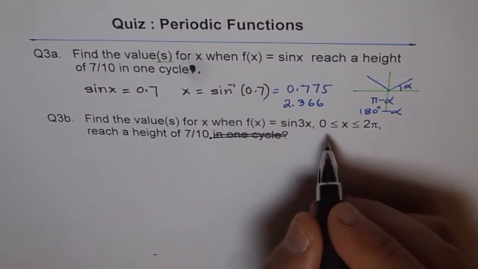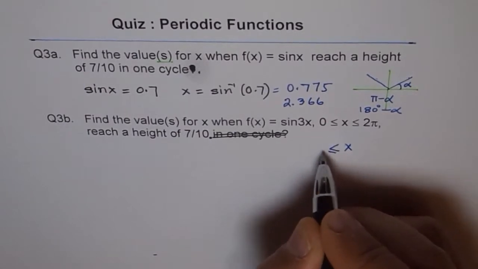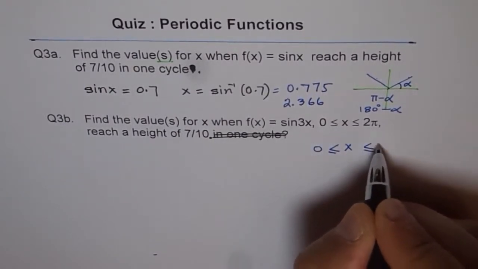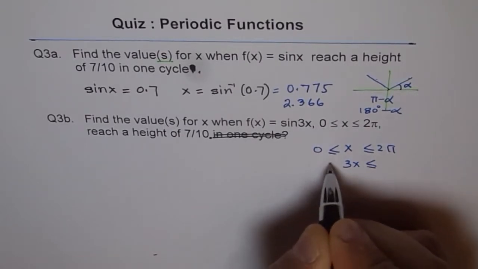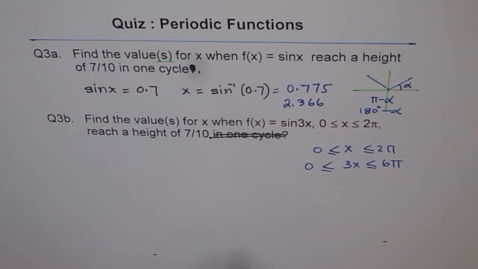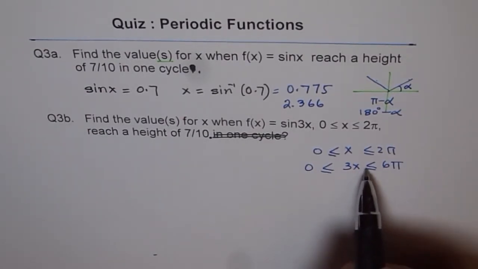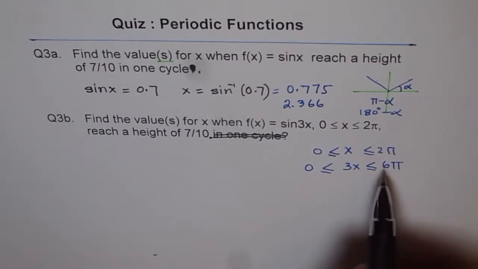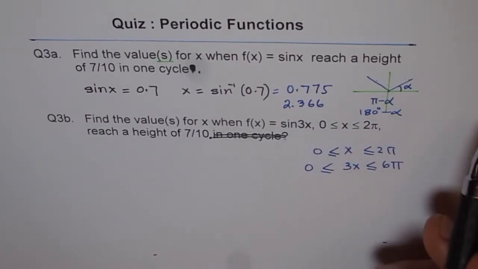Now here you have to look into the domain. If x is between 0 and 2 pi, then 3x should be between what? 0 and 6 pi, right? Do you see that? So therefore we have more solutions. Between 0 and 2 pi, you had two solutions.